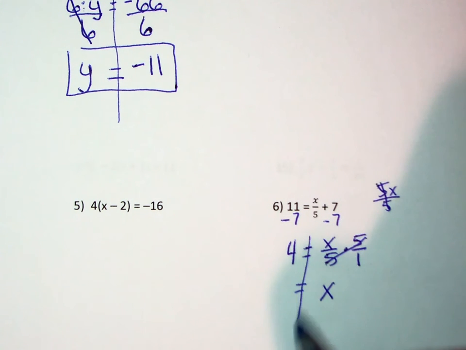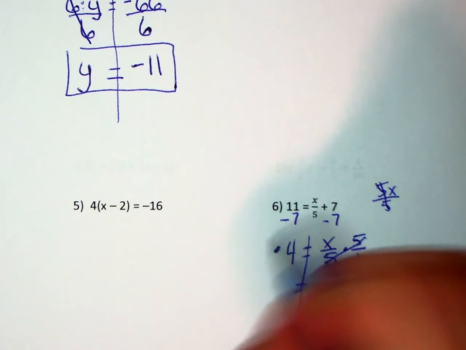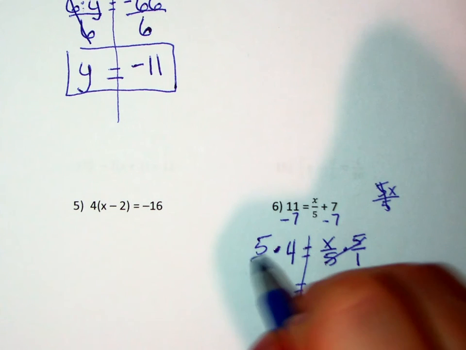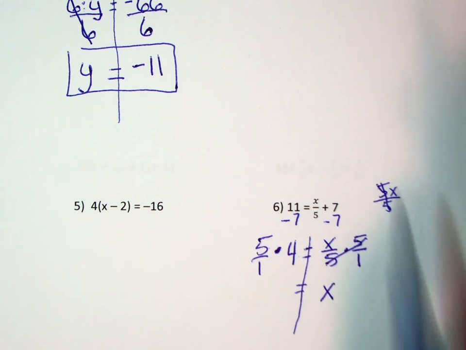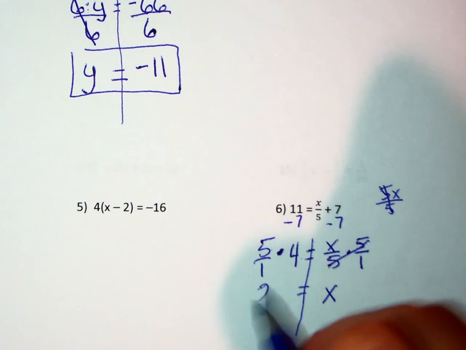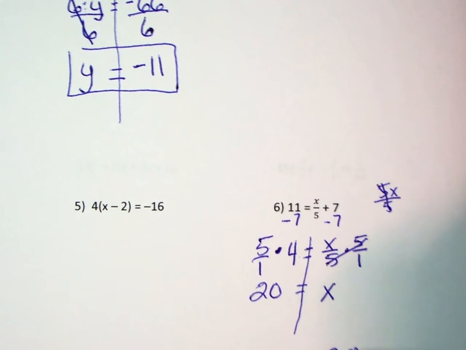And anything I do to one side of the equation, I have to do to the other side of the equation. So I'm going to multiply that side of the equation by 5 over 1, which is the same thing as just multiplying by 5. So 4 times 5 is 20. My x equals 20.